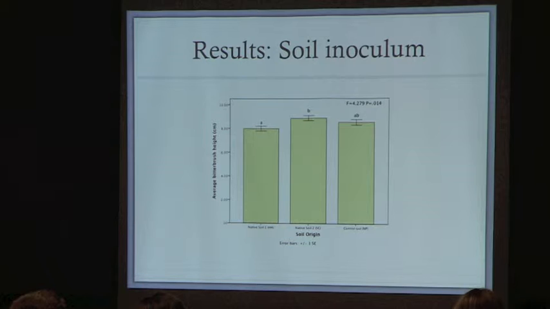This is the results of the different soil inoculums. So again, that's average bitterbrush height and the different soil origins. This is from above the top house, sheep camp, and the control area. And bitterbrush tended to have a higher growth rate in the native soils collected from the sheep camp area compared to the native soils collected from above the top house area.